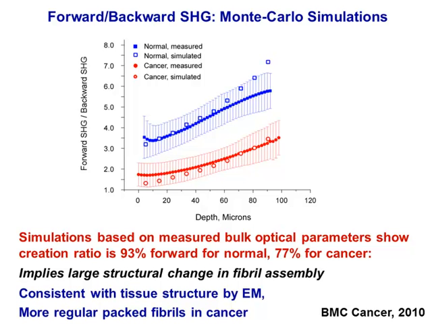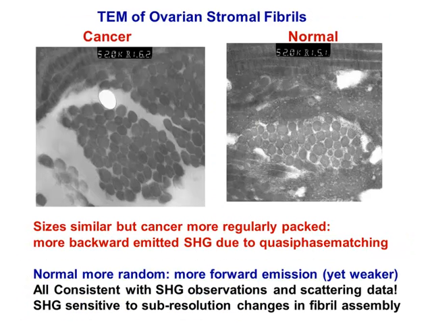It's nice to be able to fit something, but we need to have a physical comparison. So what we can do is look at the EM. These are TEM images of the cancer and of a normal. What we see in the cancer is something very regular, where all the fibrils are pretty much the same size and pretty well packed. If you look at the normal over here, the average size is actually about the same, but there's a broader distribution. You get some that are smaller, some that are bigger, and they're also more randomly spaced.